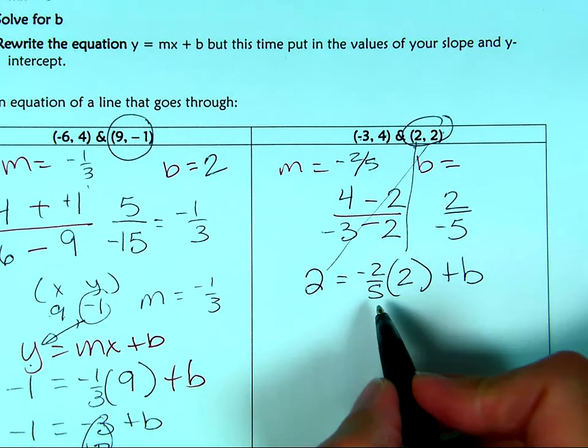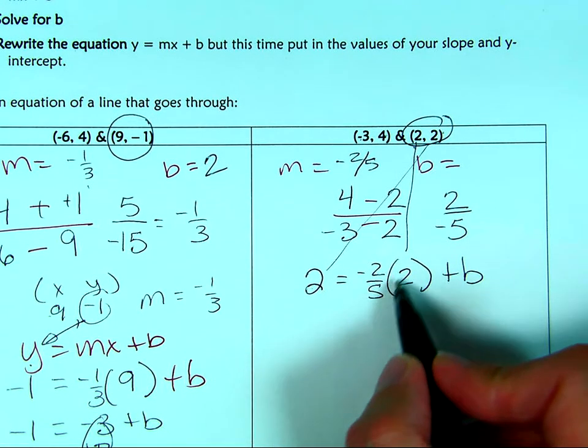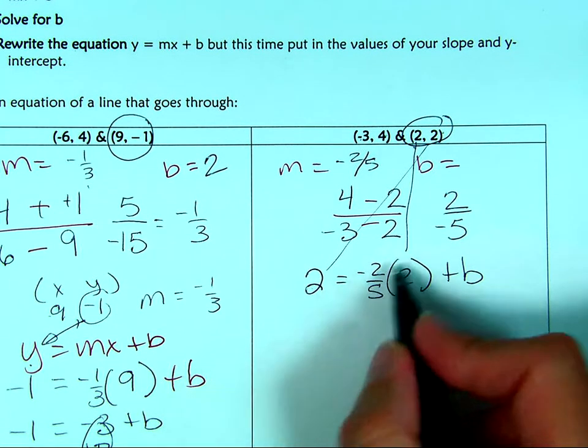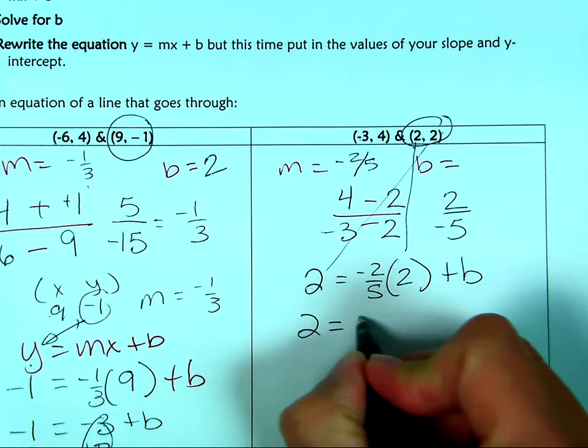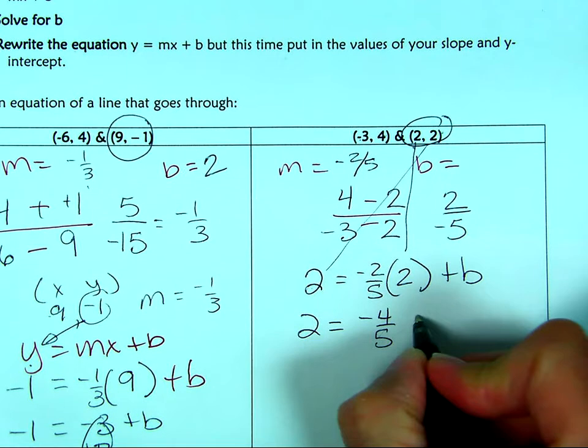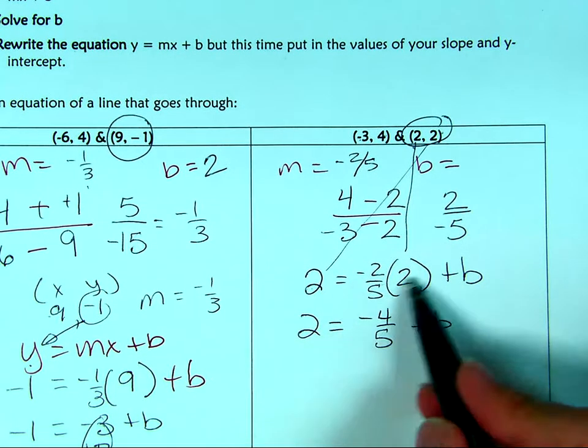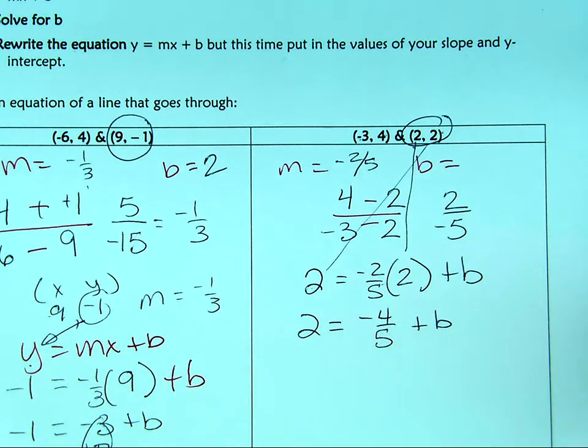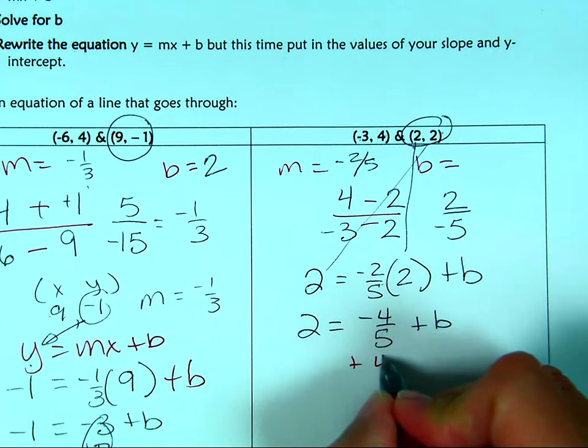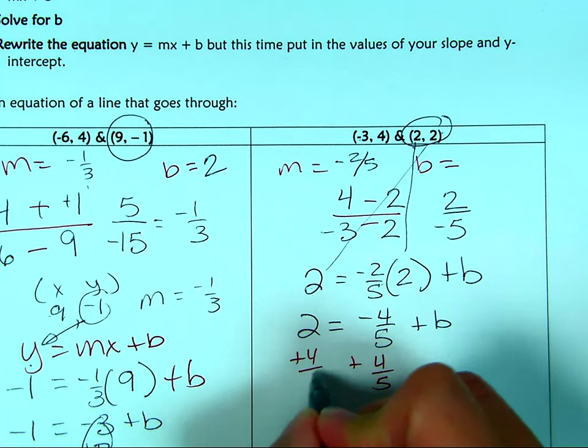Now this one's not going to be pretty because 2 does not go into 5, or 5 doesn't go into 2. So it's not going to reduce. So we're just going to have a little fraction there, but that's okay. We can deal with fractions. So this is a negative 4/5, but I still need to get b alone, so I have to add 4/5 to both sides.